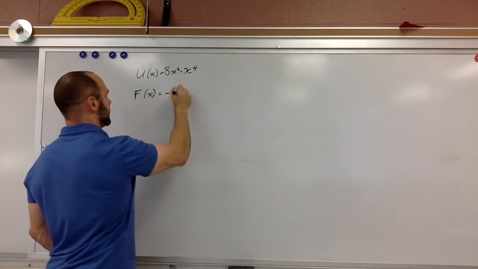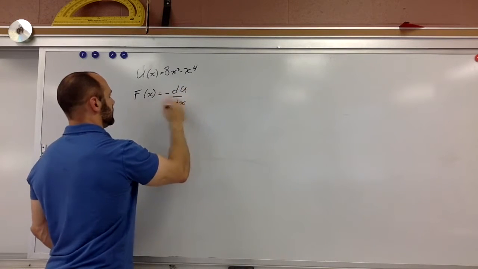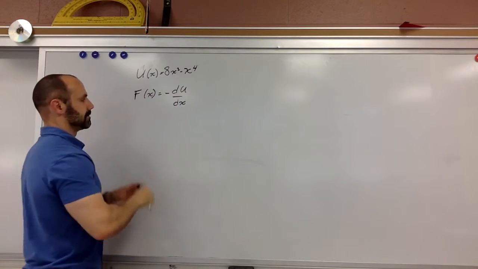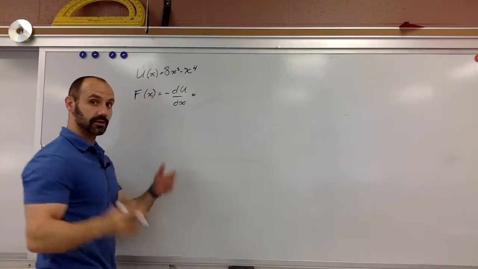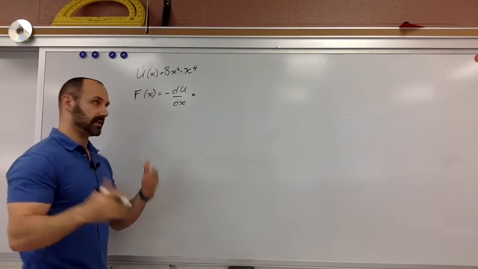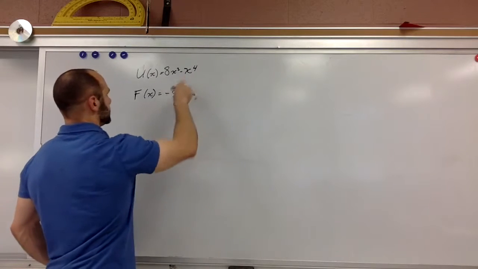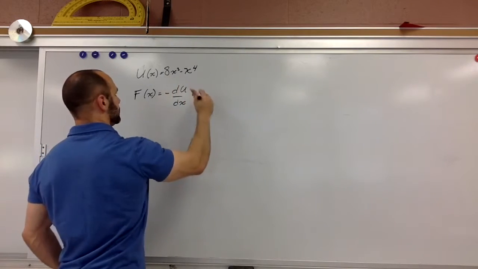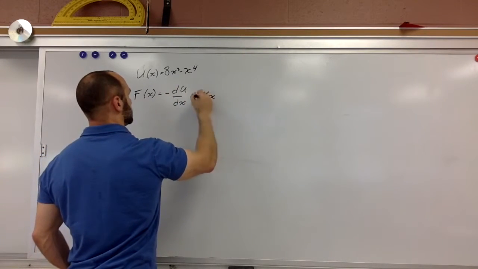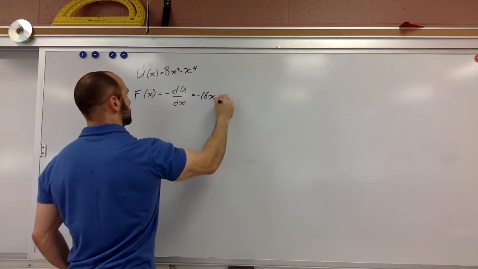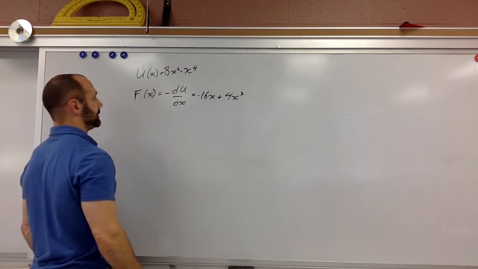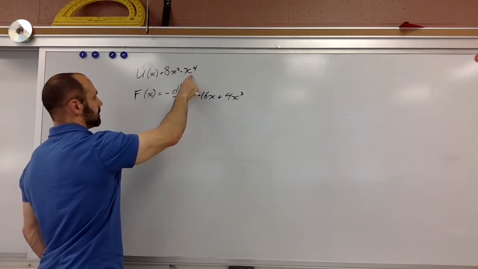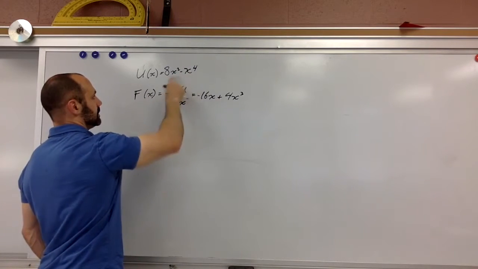So it's negative dU/dx. Joules over meters gives me newtons. That's what I'm going to use, so you can use the units even if you happen to forget. All right, the derivative here is going to be negative 16x plus 4x to the 3rd. What are the zeros of this, the places where this equals 0?